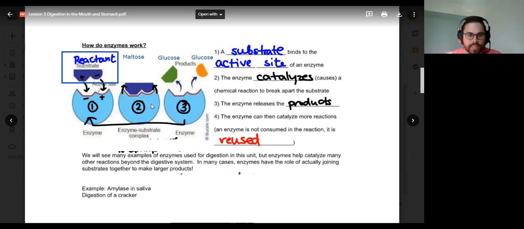Does everyone see how important enzymes are? Pardon me. All right. Are there any questions about enzymes, this specific function?